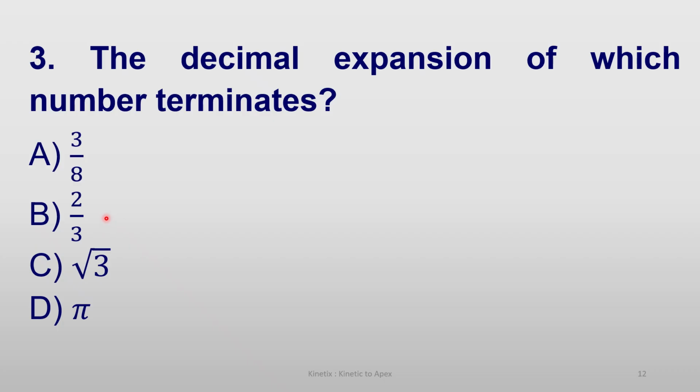In case of B, this is 2 by 3. 2 by 3 means 0.666, like it continues. So 2 by 3 is a rational number, but the decimal expansion of this number is not terminating, though it is a rational number. Root 3 is an irrational number. Pi is an irrational number. So here the answer will be A, that is 3 by 8. The decimal expansion of 3 by 8 terminates.